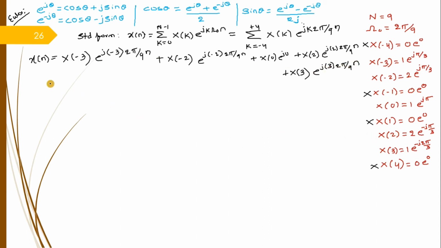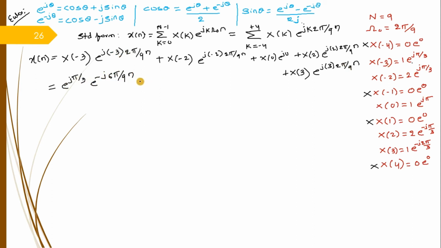Now, what are we supposed to do? This is equal to, take these things now. What is x of minus 3? x of minus 3 is e raised to j pi by 3. That is what I am writing here: e raised to j pi by 3, right? So the constant is 1. So here what you get is e raised to minus j 6 pi by 9 n, correct?